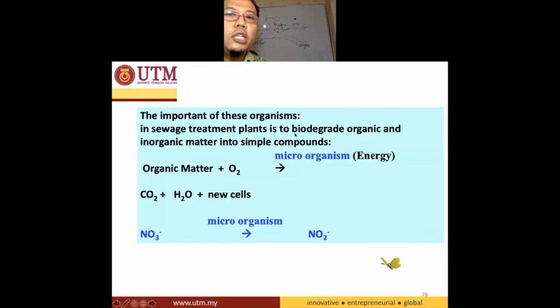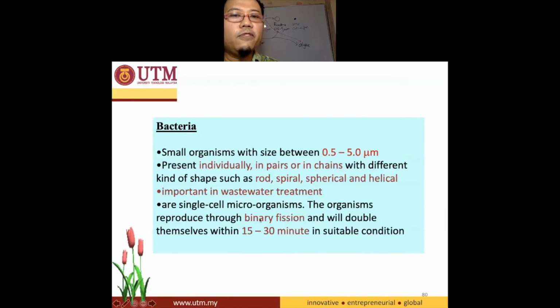Certain bacteria get their oxygen from the organic matter, and also get their carbon to synthesize themselves. When I talk about synthesizing, basically bacteria don't get married. The way that they increase their population is by binary fission. They are present individually, in pairs or in chains.